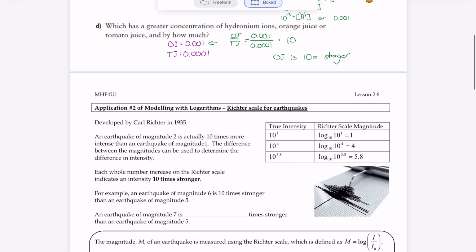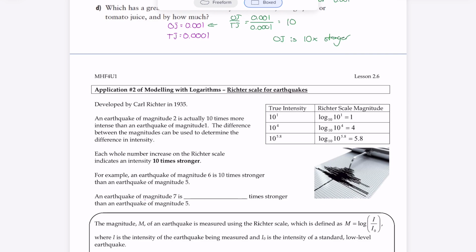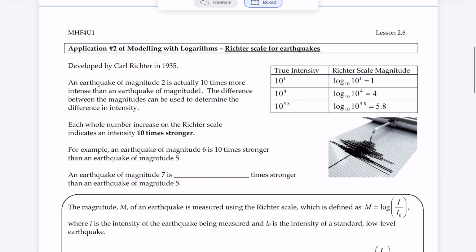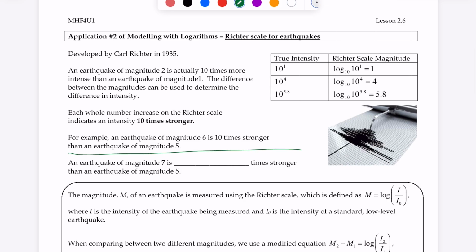So the second set of application that you're going to be encountering when it comes to logarithmic functions is the Richter scale. And the Richter scale, I'm sure we've all heard of it before, is a way of measuring earthquake magnitudes. And every time you move up 1 on the Richter scale, essentially you're moving 10 times stronger, okay? So going up 1 on the scale is moving up by a whole factor of 10. So for example, an earthquake of magnitude 6 is 10 times stronger than an earthquake of magnitude 5.